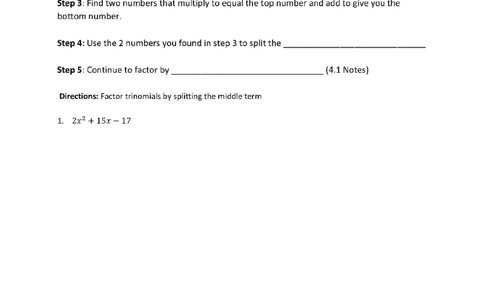And again, you're going to use your factor sheet to do that. Once we've done that, we're going to use the two numbers you found in step 3 to split the middle term. And then we're going to continue to factor by grouping, which is what we did in the notes for 4.1.